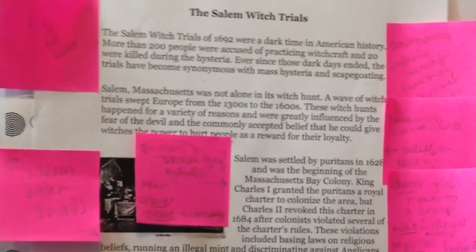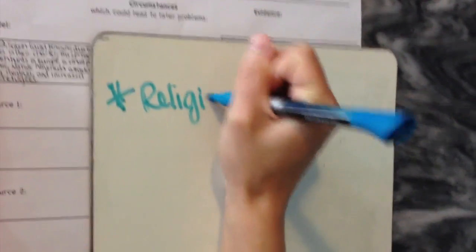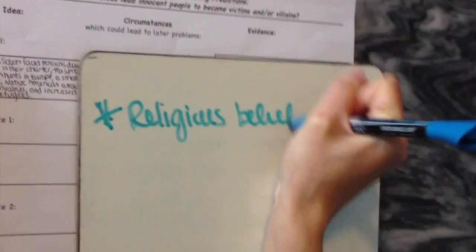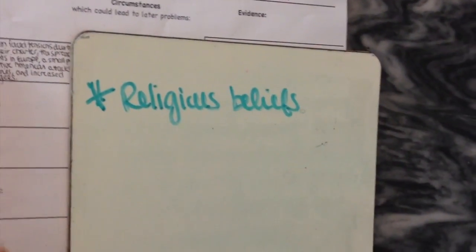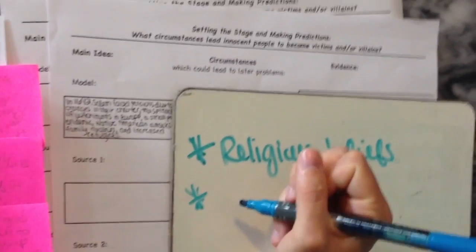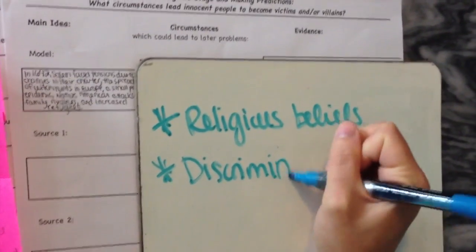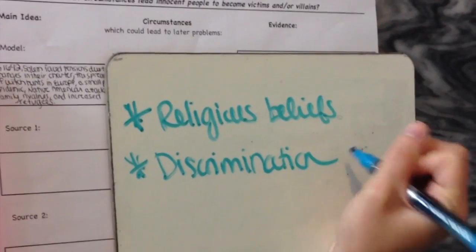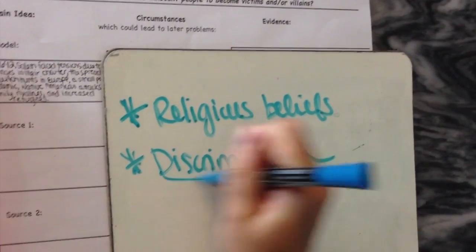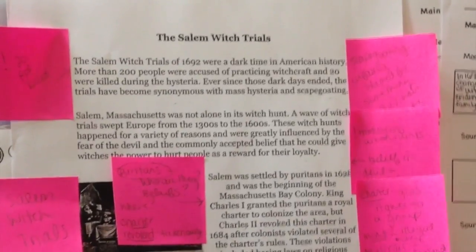So I'm looking at over here, one of the key things that they're going to be worried about, religious tension, religious beliefs. That could be one thing that could lead to these problems because they're feeling that their religious beliefs are not being tolerated. Another key thing that came up down here was discrimination. The tensions between Europe, or I should say England, and the Puritans, and the misgivings between them could lead to problems with them.